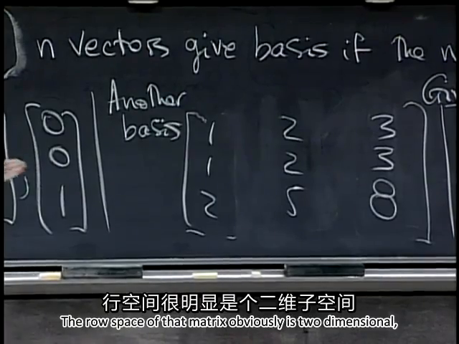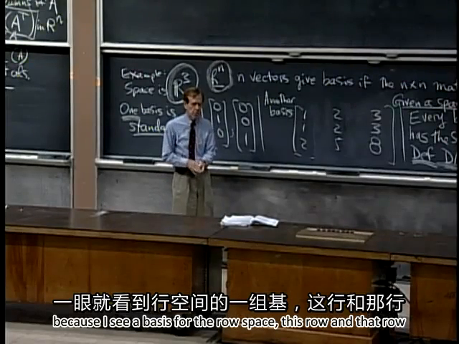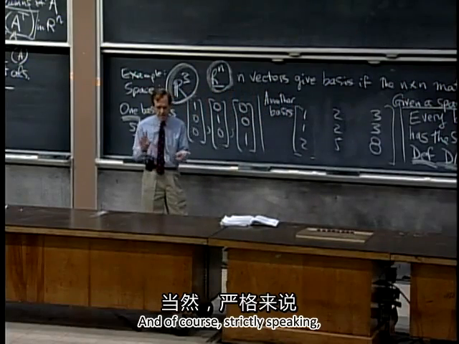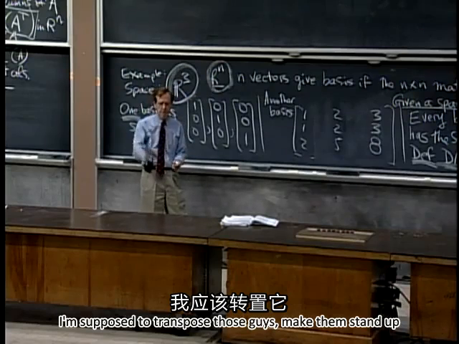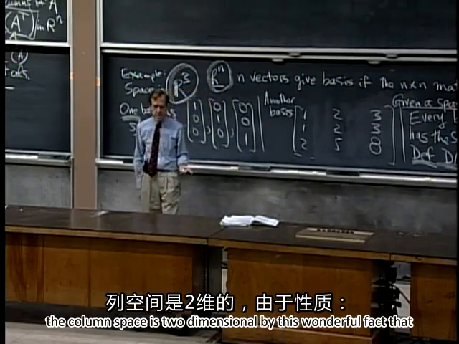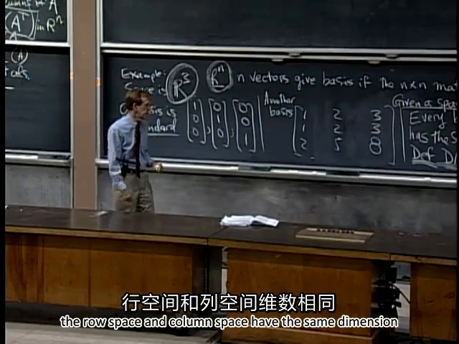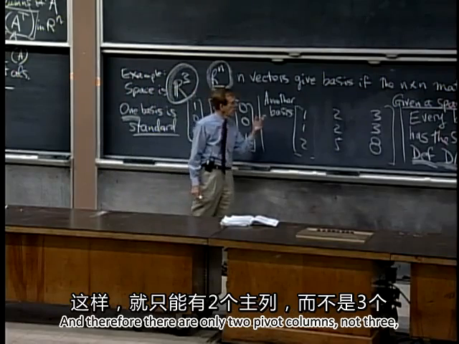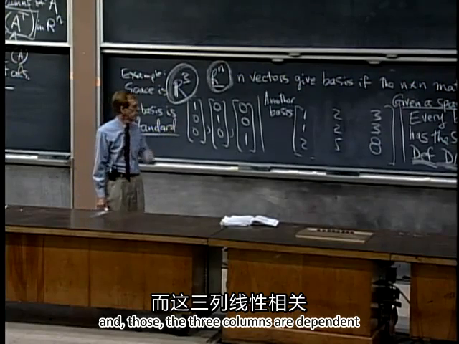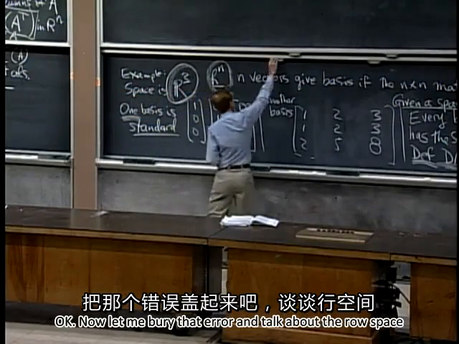The row space of that matrix obviously is two-dimensional because I see a basis for the row space, this row and that row. And of course, strictly speaking, I'm supposed to transpose those guys, make them stand up. But the rank is 2, and therefore the column space is two-dimensional by this wonderful fact that the row space and column space have the same dimension, and therefore there are only 2 pivot columns, not 3, and the 3 columns are dependent.